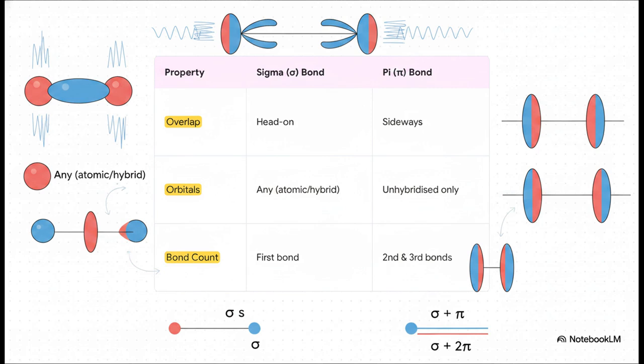Okay, this slide right here is pure gold for your study notes. Seriously, you might want to grab a screenshot of this. It sums up all the critical differences. Sigma bonds: strong, head-on overlap, can use any type of orbital. Pi bonds: weaker, sideways overlap, and they only use those leftover unhybridized p orbitals. The sigma bond is always the first one there. The pi bonds are the second and third bonds that make up your double and triple bonds.